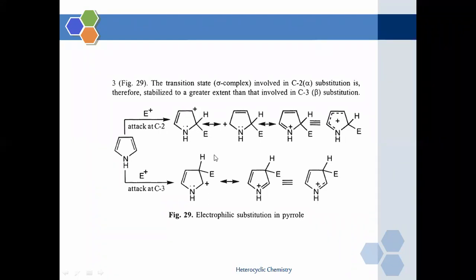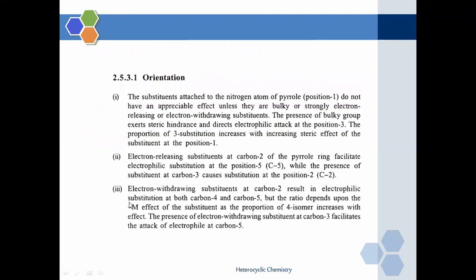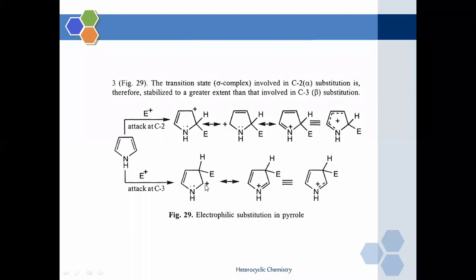Now the 3rd orientation pattern of this pyrrole ring is the electron withdrawing substitution at carbon number 2. If we are going to substitute electron withdrawing functional groups, that is halides, methyl, amine, at the carbon number 2 position, they will result in the electrophilic substitution at both carbon number 4 and carbon number 5.